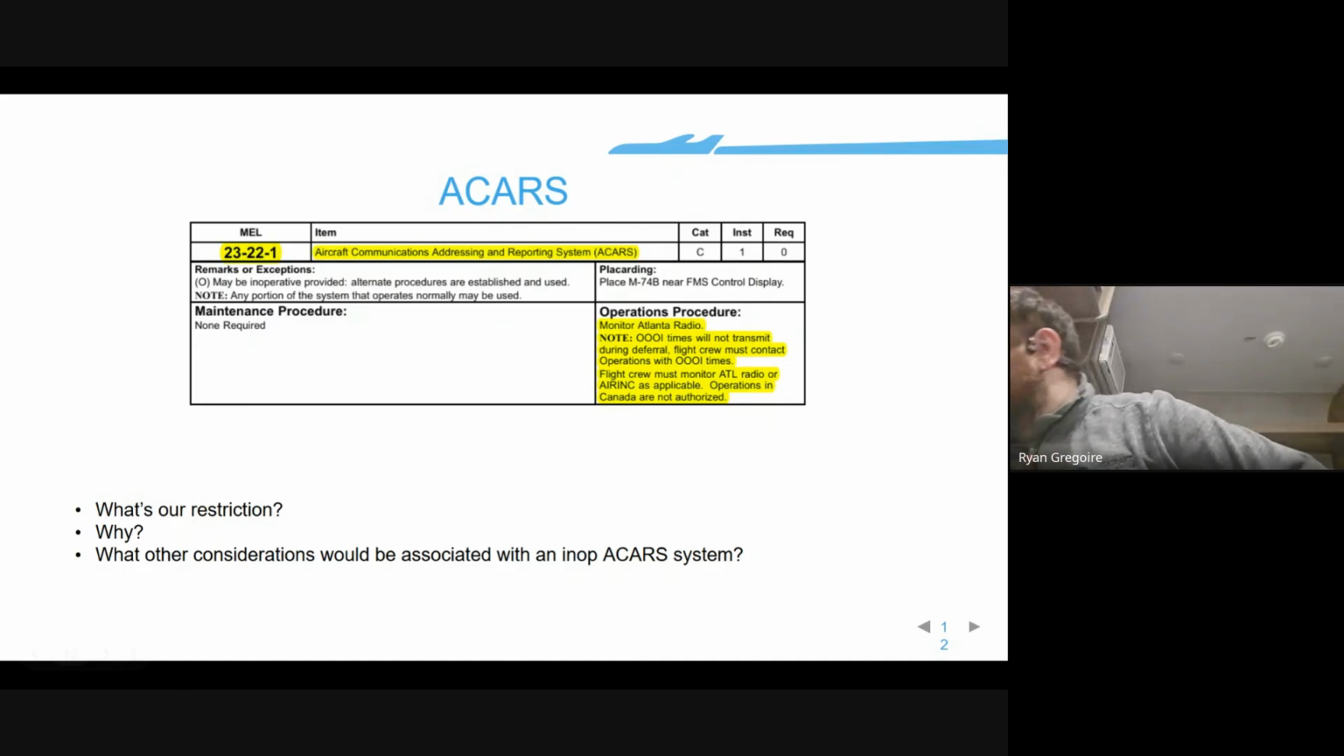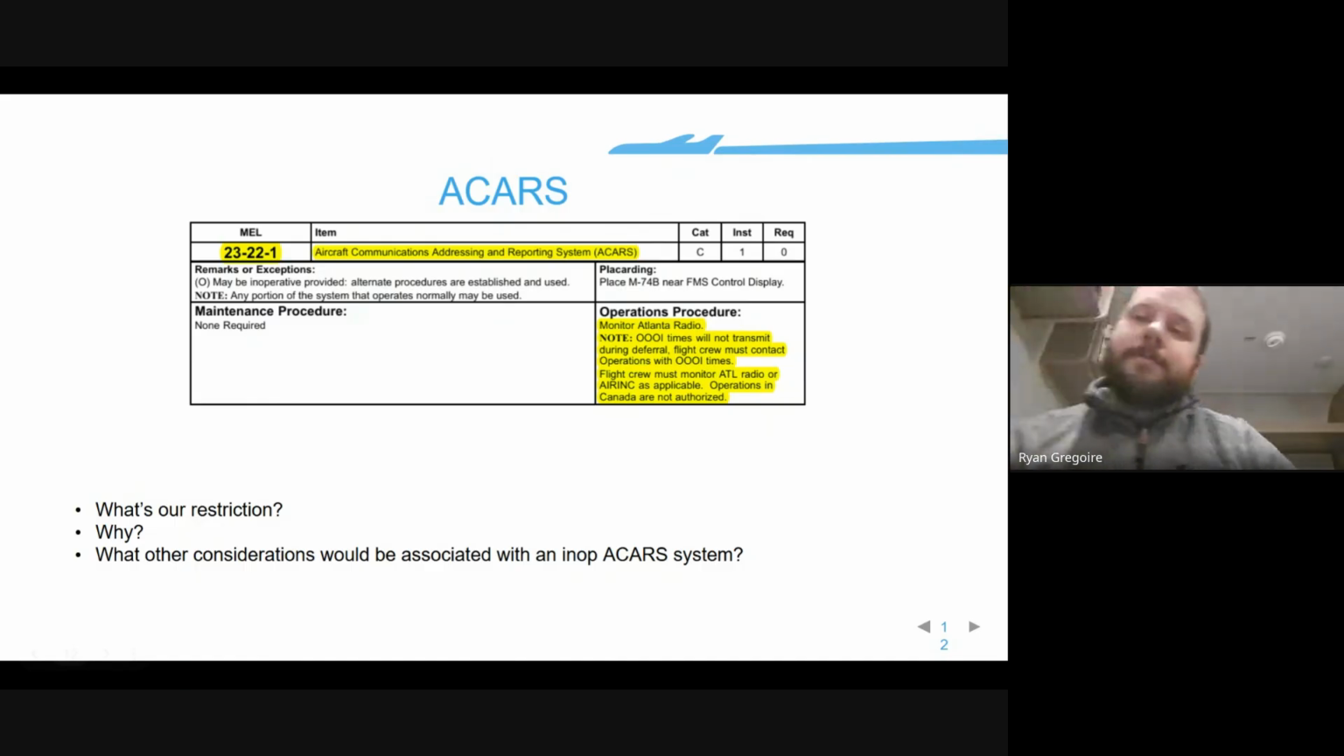Maintenance procedures, none required. Placarding, and this is where we talked about earlier, for placarding, which means they just put a sticker on the airplane that says, hey, this is broken. Place M-74 Bravo near FMS control display. And then our operational computer procedure: monitor Atlanta radio. Note, OOOI times will not transmit during deferral. Flight crew must contact operations with OOOI times. Flight crew must monitor Atlanta radio or ARINC as applicable. Operations in Canada are not authorized.